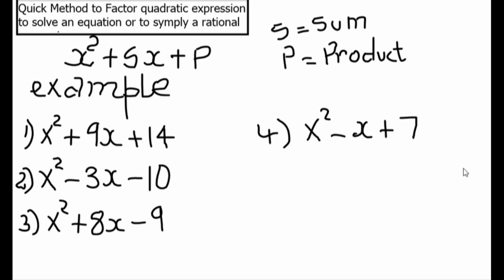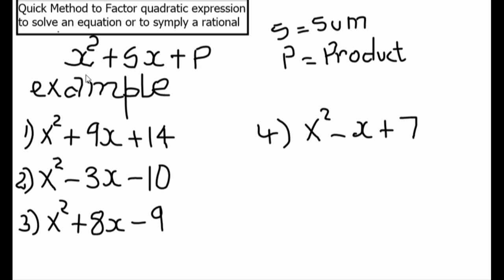Hello guys, today I'm gonna show you a quick method to factor quadratic expressions. Whatever quadratic expression you have in this form, x squared plus s times x plus p, we have this example. In this case, s equals 9 and p equals 14.